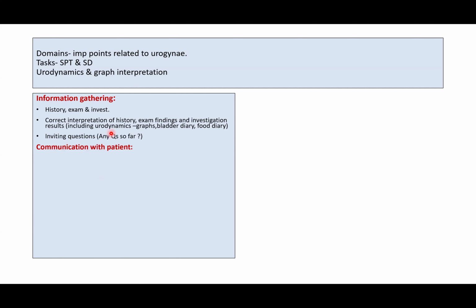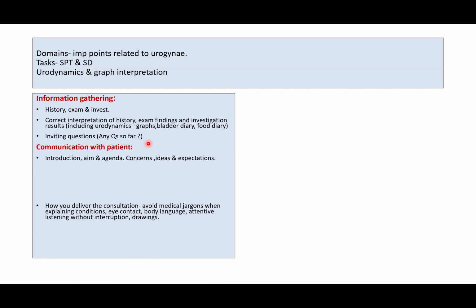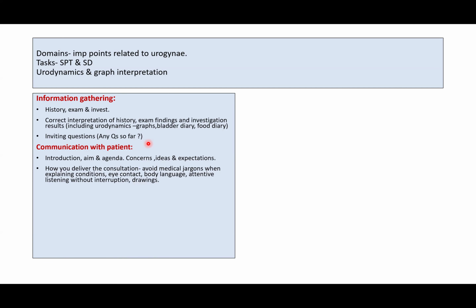Another important part is inviting questions. Always ask the role player, do you have any questions so far? Next domain is your communication with patient. Very easy domain. There has to be appropriate introduction and you have to confirm the aim and agenda of the meeting, ask about the concerns, ideas and expectations of the patient. And how you deliver the consultation, that is also very important.